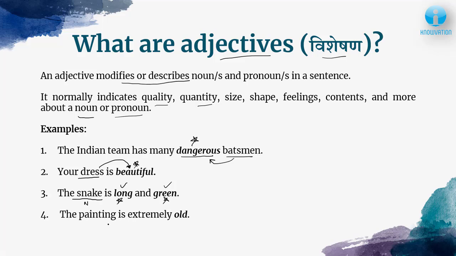Next, the painting is extremely old. So here friends, we are talking about painting and painting कैसी है दोस्तों? It is old. So old is the adjective. But here friends, extremely is not an adjective. Painting को describe नहीं कर रहा है extremely word. Extremely is describing old. So adjective को describe कर रहा है. So that is an adverb जो हम आगे आने वाले sections में पढ़ेंगे. So friends, I hope आपको ये examples clear हुए हैं. अब हम आगे बढ़ते हैं.